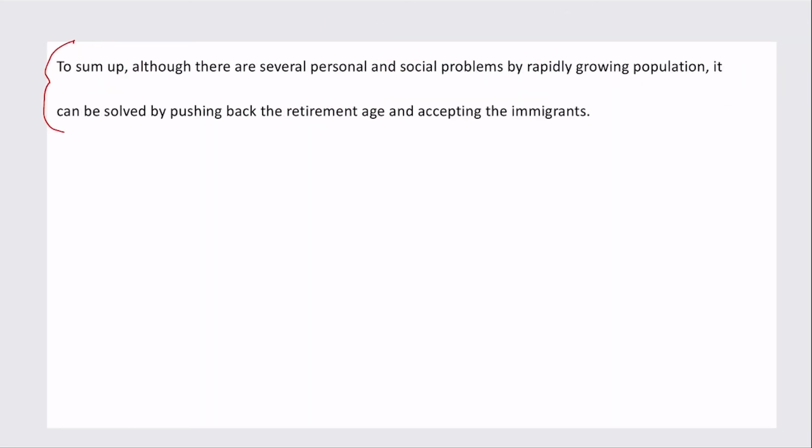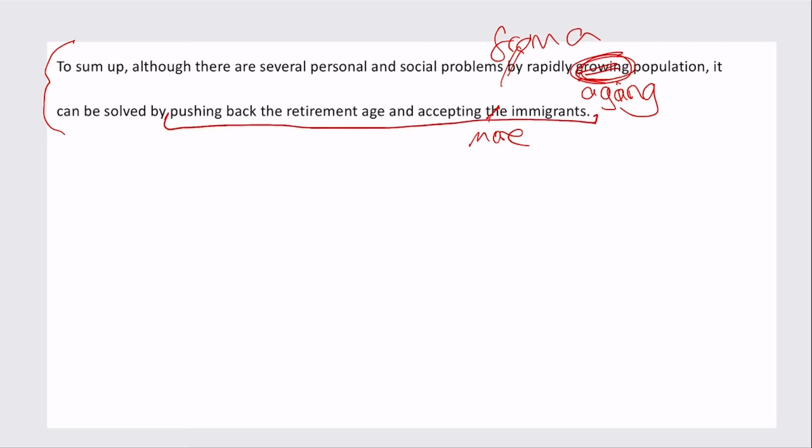To sum up, although there are several personal and social problems from a rapidly aging, it's not growing, it's aging, it can be solved by pushing back the retirement age and accepting more immigrants. Okay, so apart from this, this is the first major issue I have with their vocabulary, where they've just chosen an incorrect vocabulary word. But what I like about this conclusion is that they very nicely summarize what they're talking about.